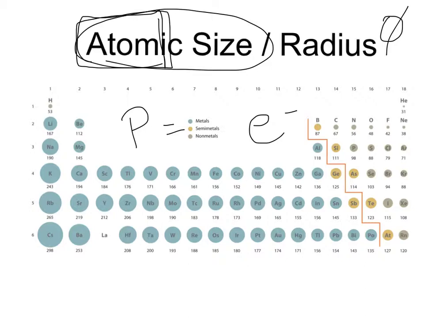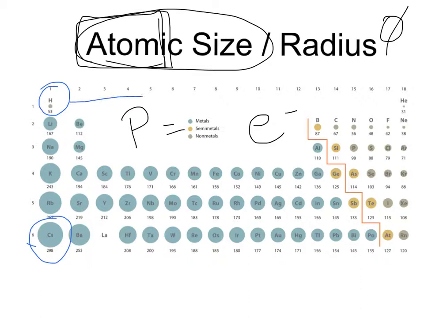Now you can see a very specific trend going on here. The more energy levels, the bigger the size. The size of hydrogen as compared to cesium down here at the bottom on row 6. The same thing over here.